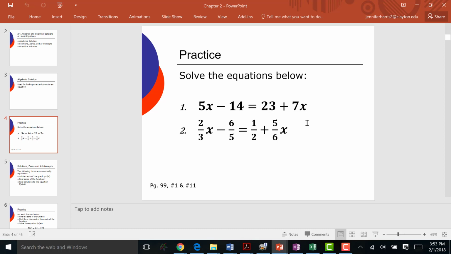Alrighty, so let me write this one down so we can start our steps. That's 2/3 x minus 6 over 5 equals 1/2 plus 5 over 6 times x. Alrighty, we need something called a least common denominator. A least common denominator is the smallest number that you can divide 3, 5, 2, and 6 into. How do you find that number?